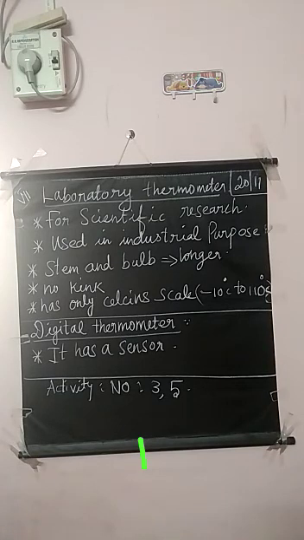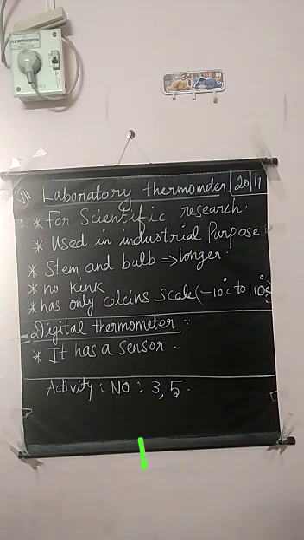So in digital thermometers, there is a sensor. That sensor can measure the heat that comes out of the body. So that is the difference in the digital thermometer. So here are the three thermometers: the first one is clinical, the next one is laboratory, and the third one is digital.